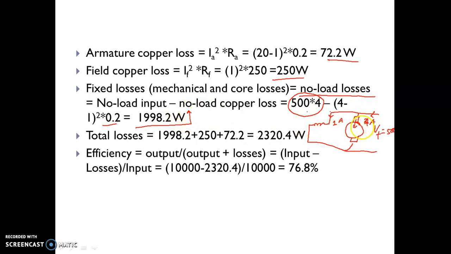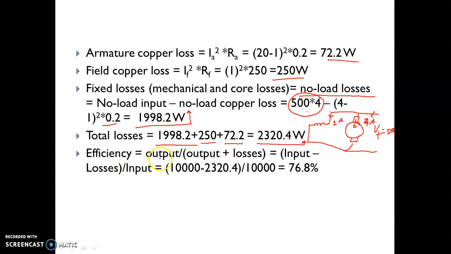Means when motor is not taking any load, still this motor is taking 4 ampere current, and this 4 ampere current creates constant loss. That loss is 1998.2 watt. So total loss we can find: this is constant loss, this is field loss, and this is armature load loss. So total loss will be this much.